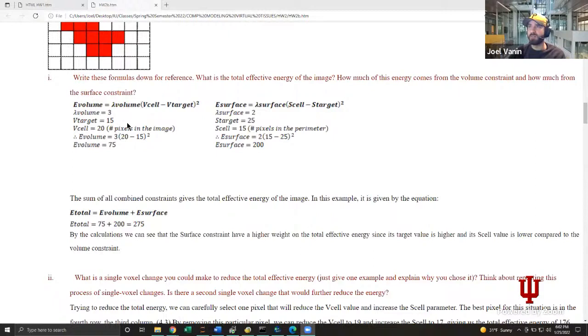Yeah. So this was the solution that I came to. One is 75 for the volume, and the other one is 200 for the surface, and the total is 275. But it tricked me for a second. I had to revisit the material and make sure that the surface was not equal to the volume.